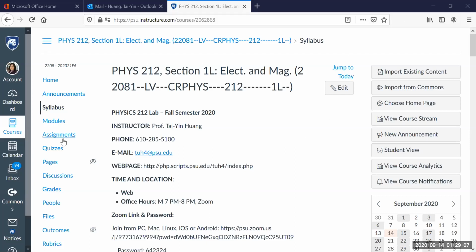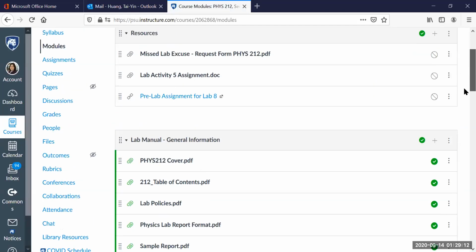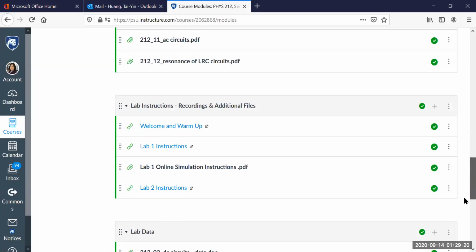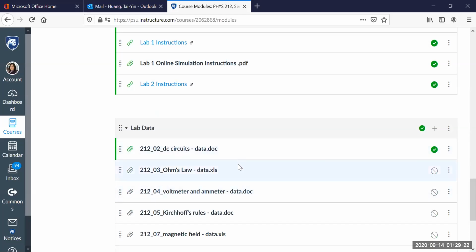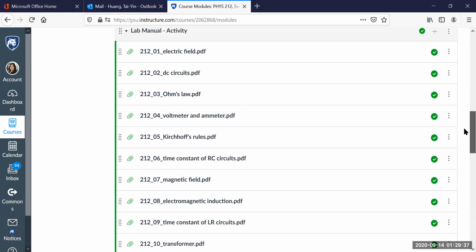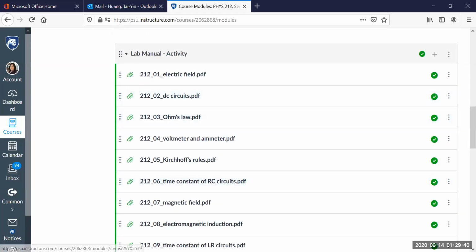So you log on to Canvas, you click on Modules, scroll down and click on Ohm's Law, this PDF file, and the data, which I will open when it's available. You should download your data from the lab data folder, and the recording for this one will be uploaded to lab instructions, recording in additional files. All right, so when you click on the Ohm's law, let me stop sharing and open the file.